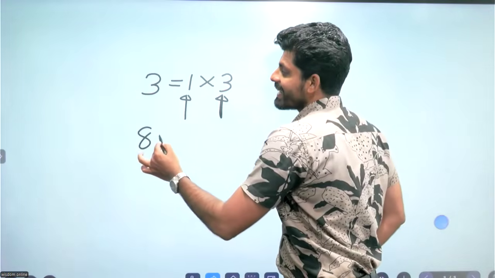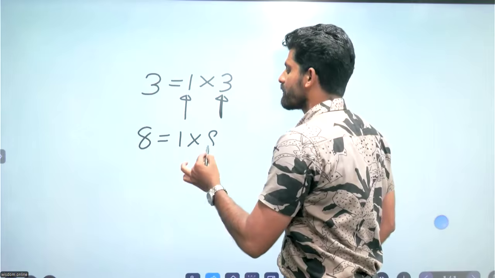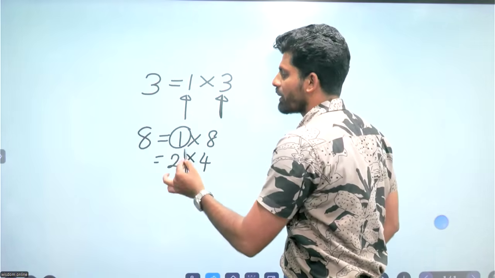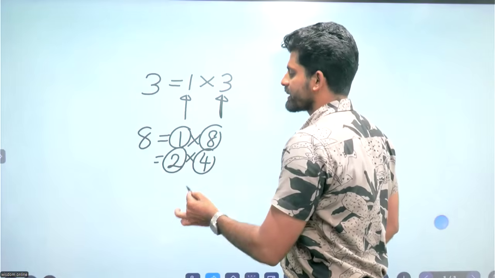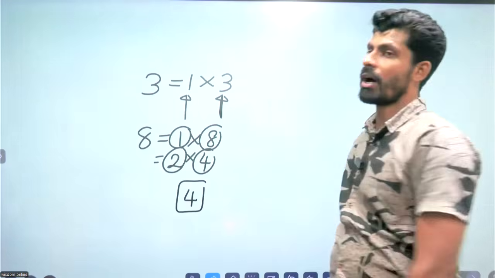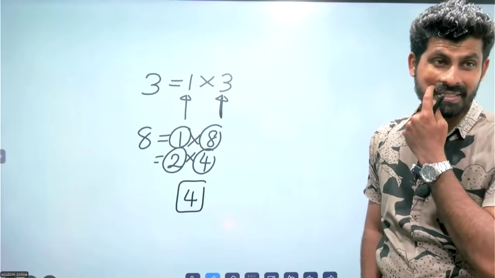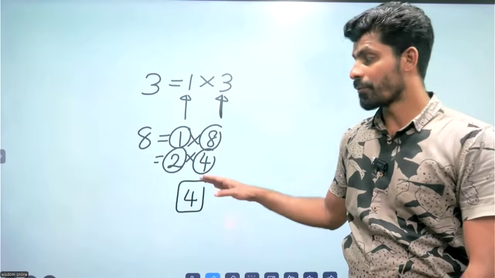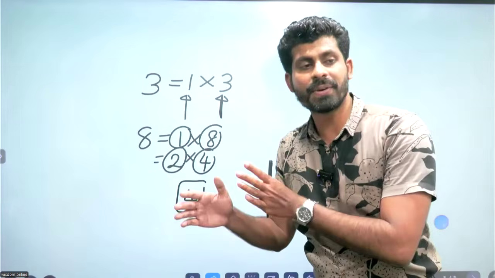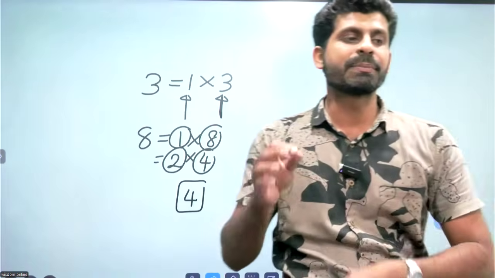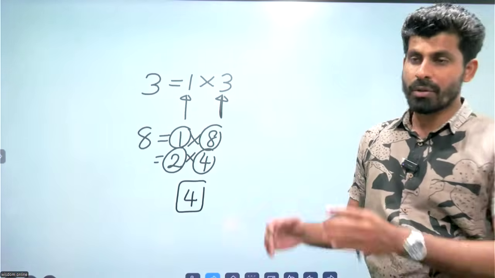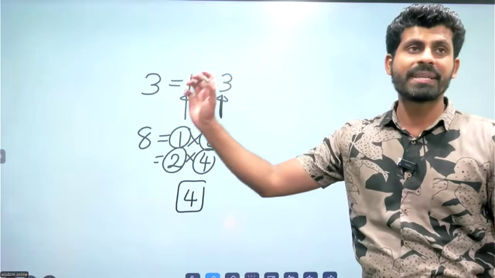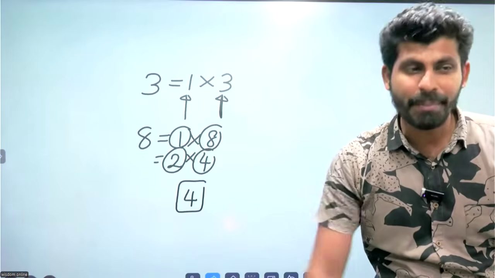But consider 8. 8 equals 1 multiplied by 8, and 2 multiplied by 4. So how many factors are there? 4 factors for the 8. So 4 factors means more than 2 factors. More than 2 factors means that is a composite number. 2 factors means that is a prime number.